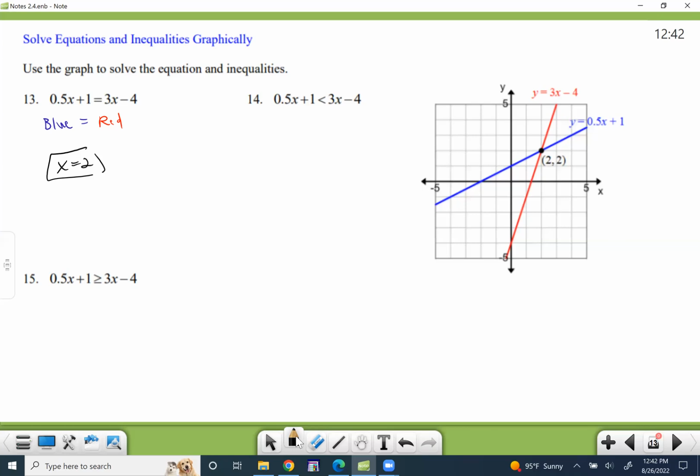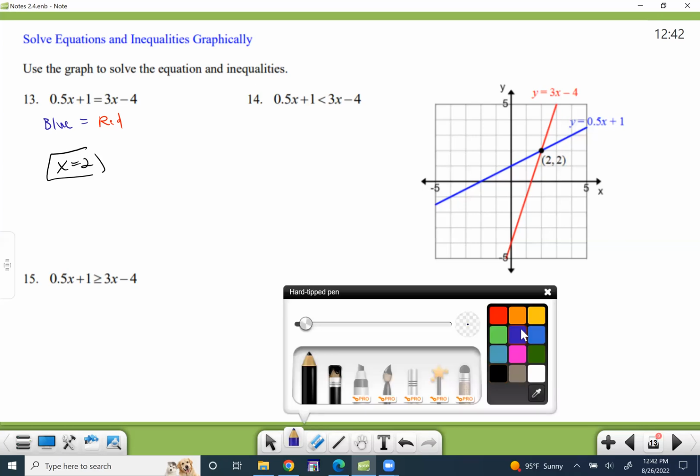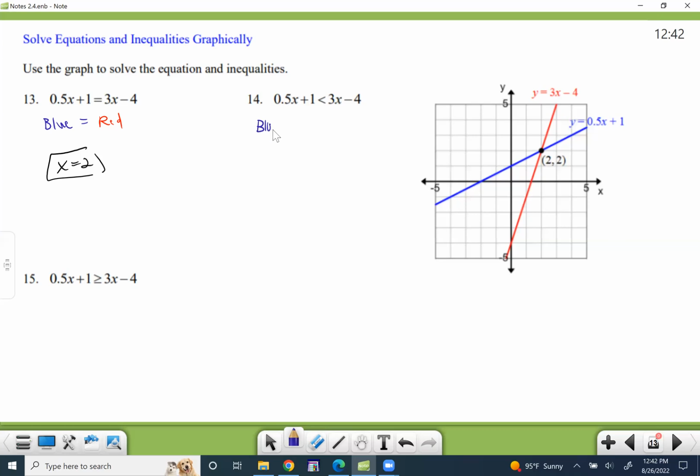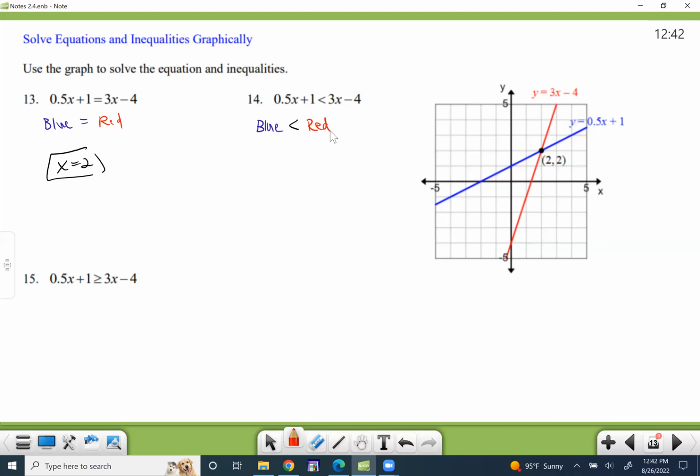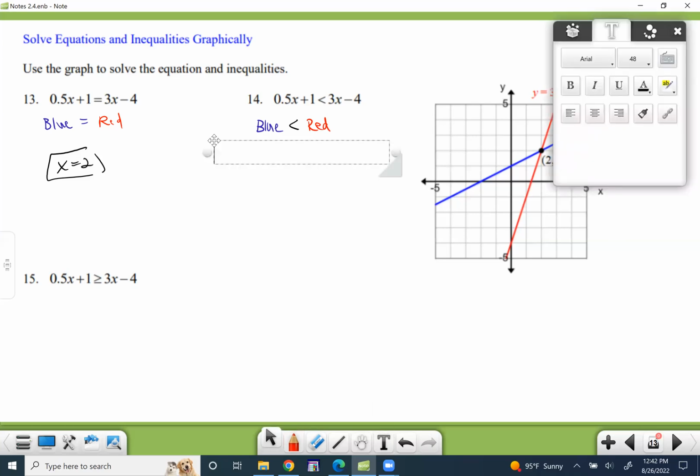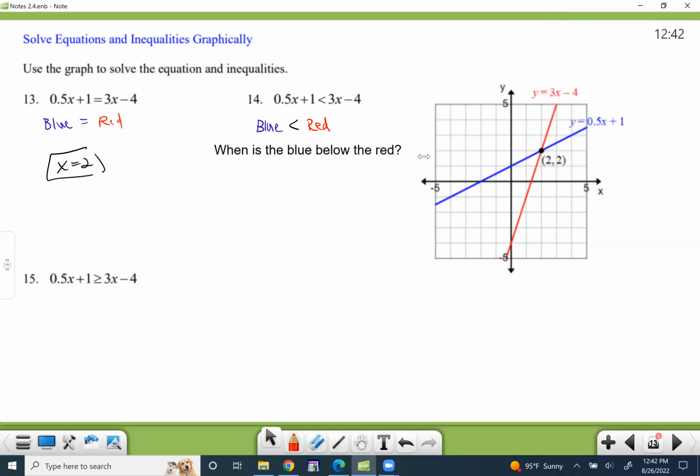All right, so this one over here, number 14, it wants to know when is the blue less than the red. In other words, when is it lower? So that's how you want to think of it. When is the blue below? That's the question we want to be answering. Now for these inequalities, it's not a number, it's a range of numbers.